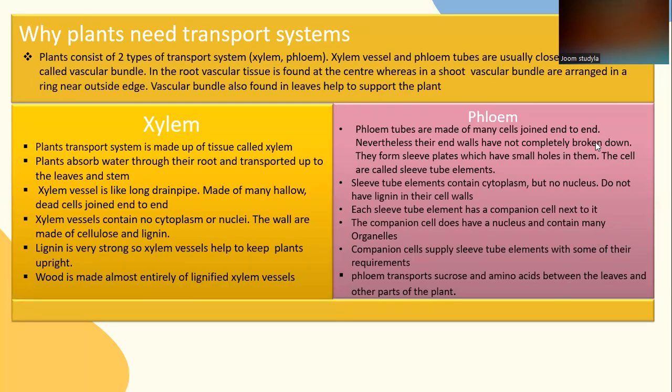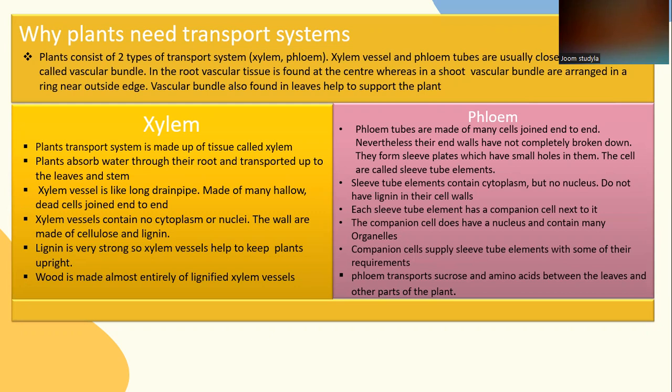Why do plants need a transport system? Plants consist of two types of transport system, which are xylem and phloem. Xylem vessels and phloem tubes are usually close together, called a vascular bundle. In the root, vascular tissue is found at the center, whereas in a shoot the vascular bundles are arranged in a ring near the outside edge. Vascular bundles are found in leaves and help to support the plant. Basically, there are differences in structure and function between xylem and phloem.